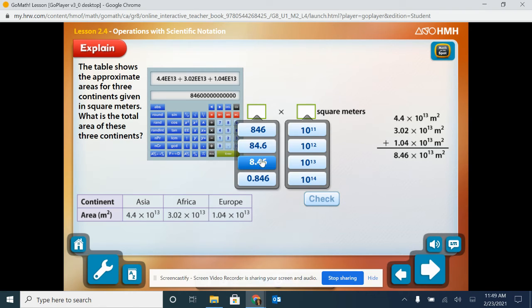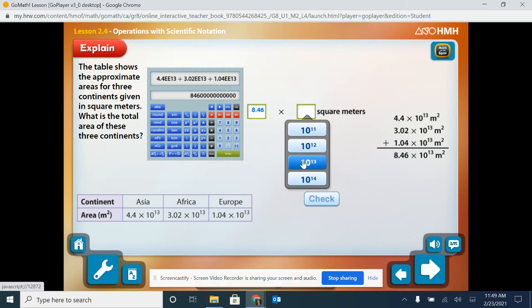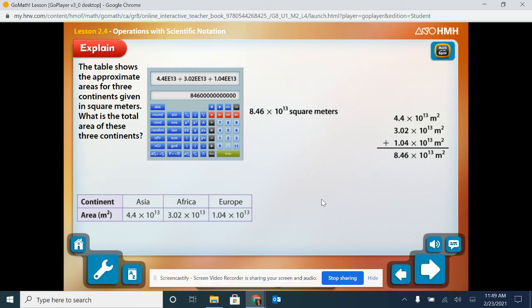So once again, the coefficient has to be less than 10, but greater than or equal to 1. That looks like this one. Now, how many numbers do I have after the 8? So 1, 2, 3, 4, 5, 6, 7, 8, 9, 10, 11, 12, 13. I think it has 13 numbers, so it's going to be 10 to the 13th power. That's right. The answer is 8 and 46/100 times 10 to the 13th power square meters.